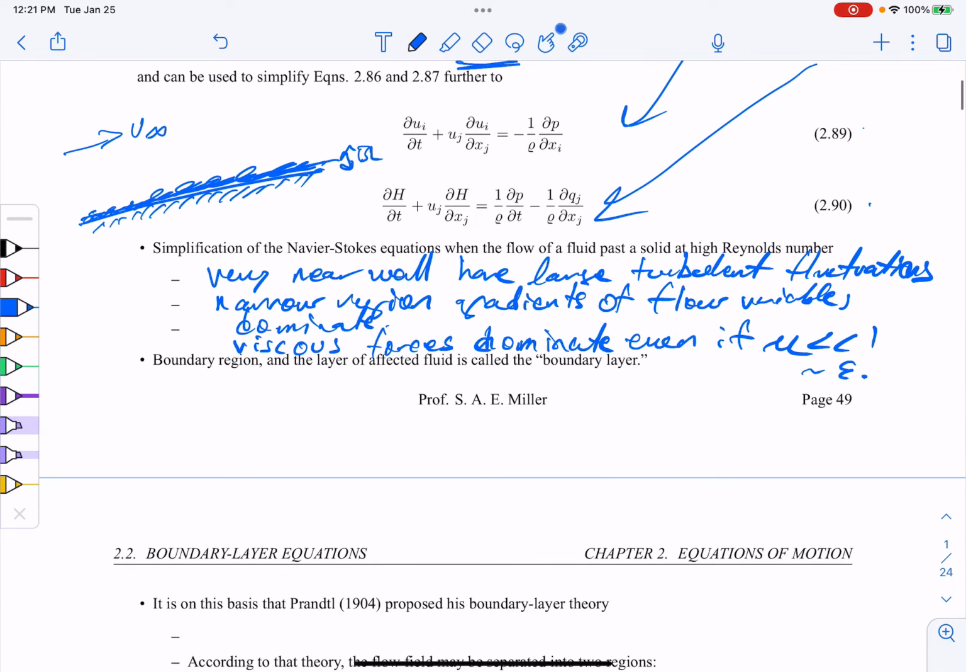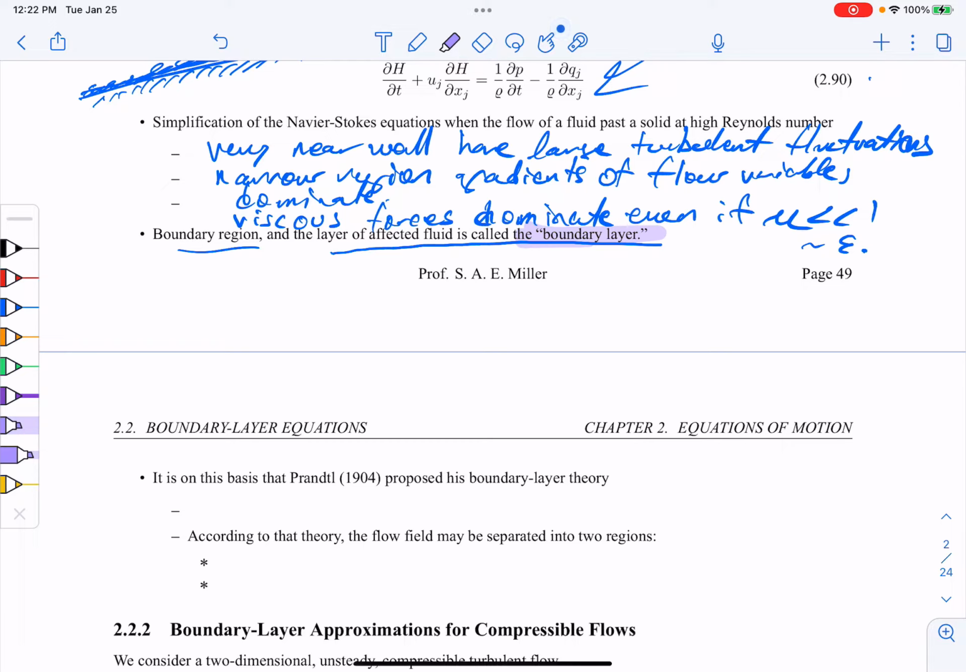And what are these things called where these properties of the flow happen? That's what we call the boundary layer region, and is indeed the layer affected by the fluid called the boundary layer, right there. And as you know, maybe you've heard in previous classes that this is basically the physical arguments put out in the 1904 paper by Prandtl, and that's in German.